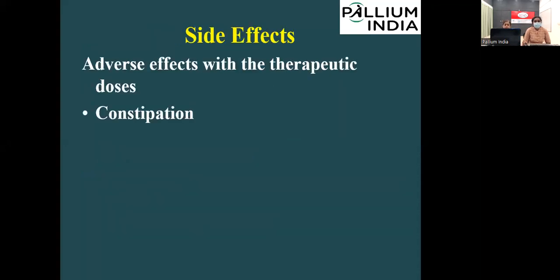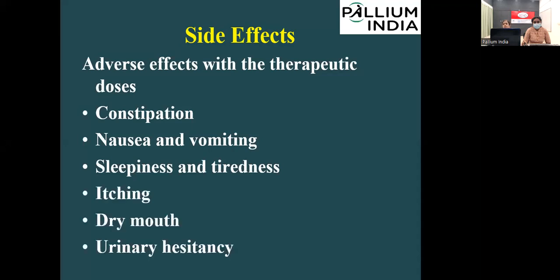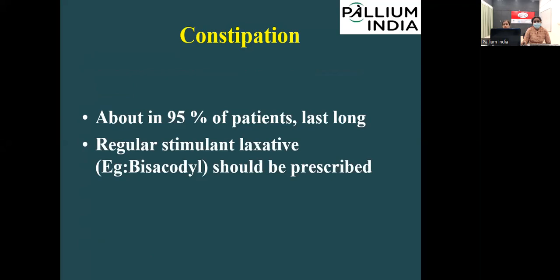What are the side effects? There are two things that you need to remember: side effects and toxic effects. Side effects are constipation, nausea, vomiting, sleepiness, that is drowsiness, and itching. And there are anticholinergic effects like dry mouth and urinary hesitancy. The most important one is constipation, because 95% of the patients will have constipation. You have to give regular laxatives. They don't get used to constipation. As long as they are taking morphine, they'll be constipated, 95% of them. So we have to give regular laxatives.